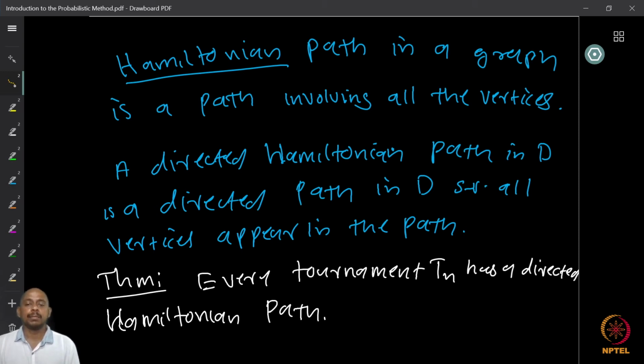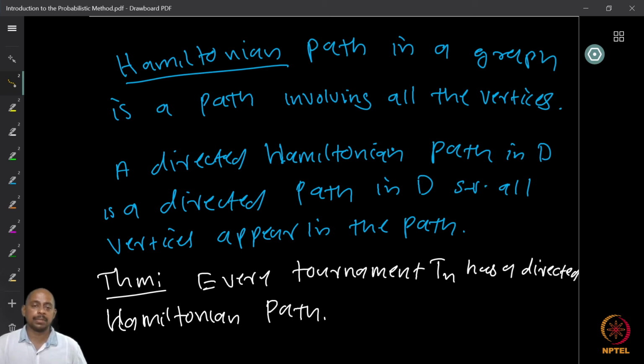Now take any tournament. So take any complete graph, and take an orientation, any orientation that you want. Then one can easily show that this tournament has a directed Hamiltonian path. Every tournament contains at least one directed Hamiltonian path. Now this is a nice result and very easy to prove. I want you to think about this for some time and prove it yourself before you go further.